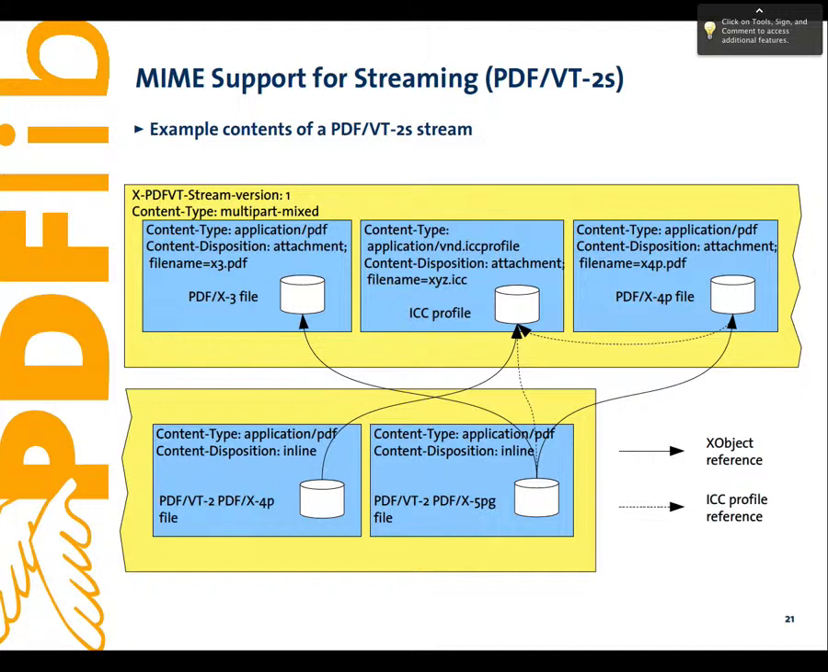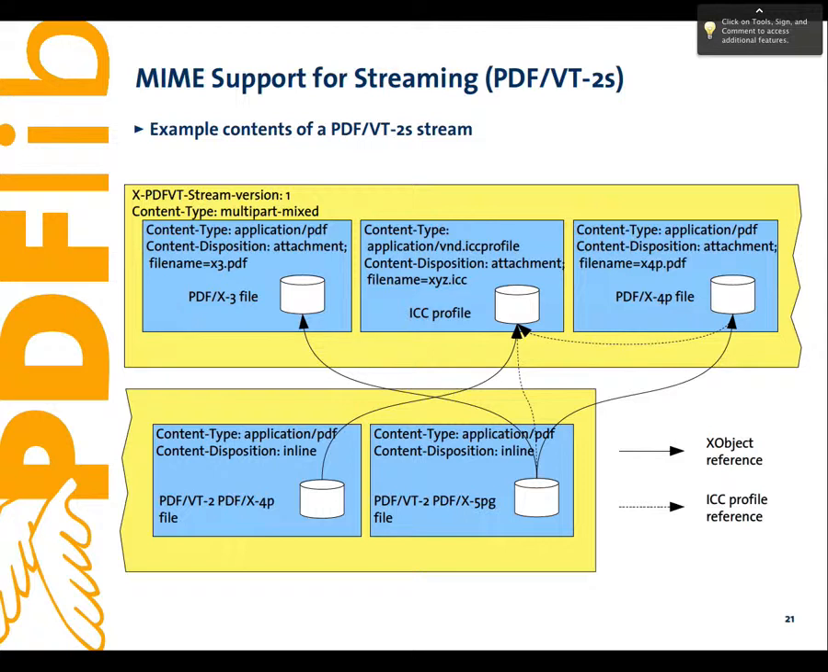So I've created a small picture here of how such a stream could look. The yellow rectangle put together is the complete MIME stream. The standard defines certain MIME attributes that you have to put into the MIME stream to identify the different parts that are contained in the stream.